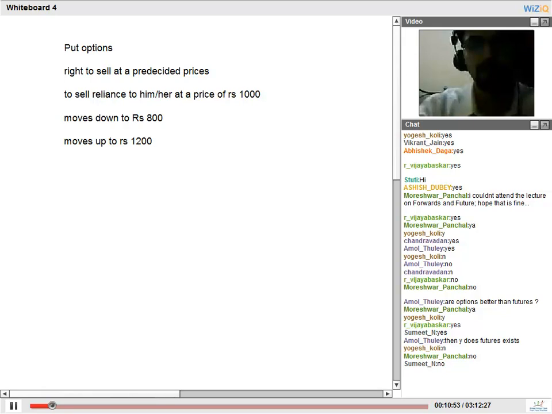Will I exercise the option? If the price moves up to 1,200, will I exercise this option? No. Because I would rather sell it in the market for a price of 1,200 than sell it to the counterparty for a price of 1,000 rupees.